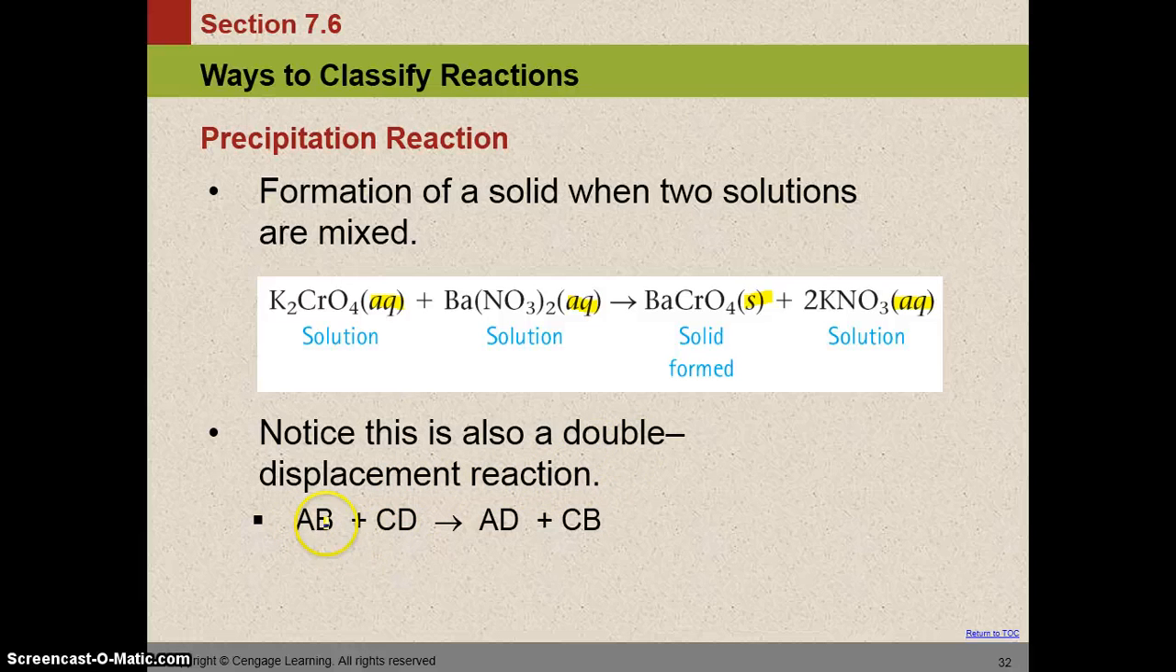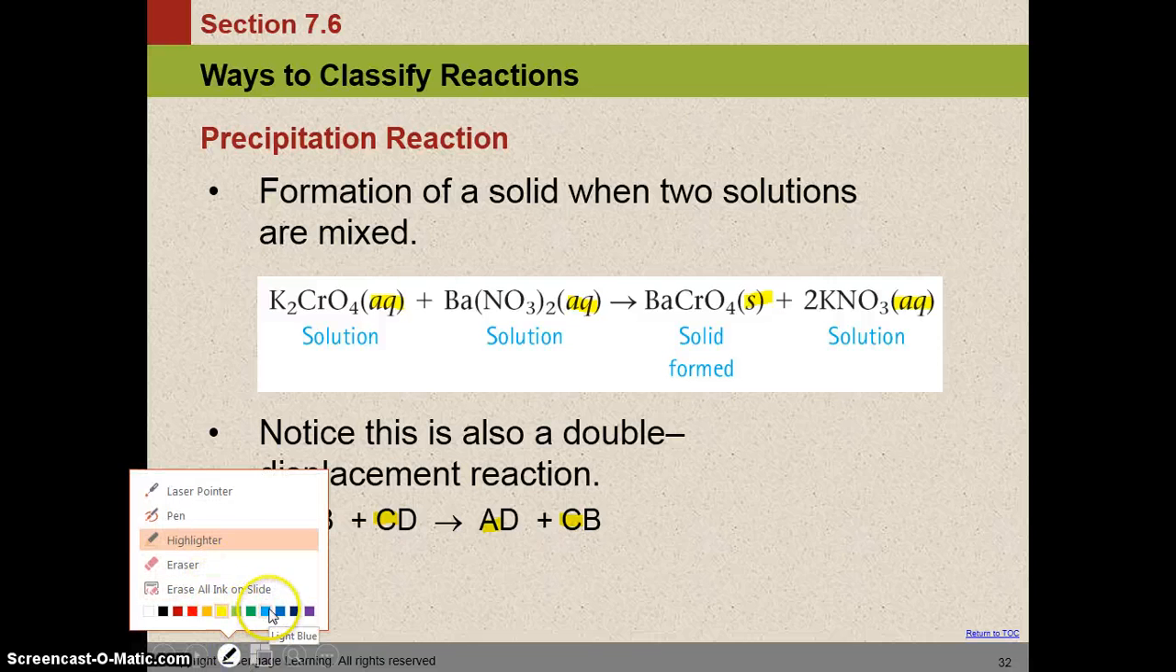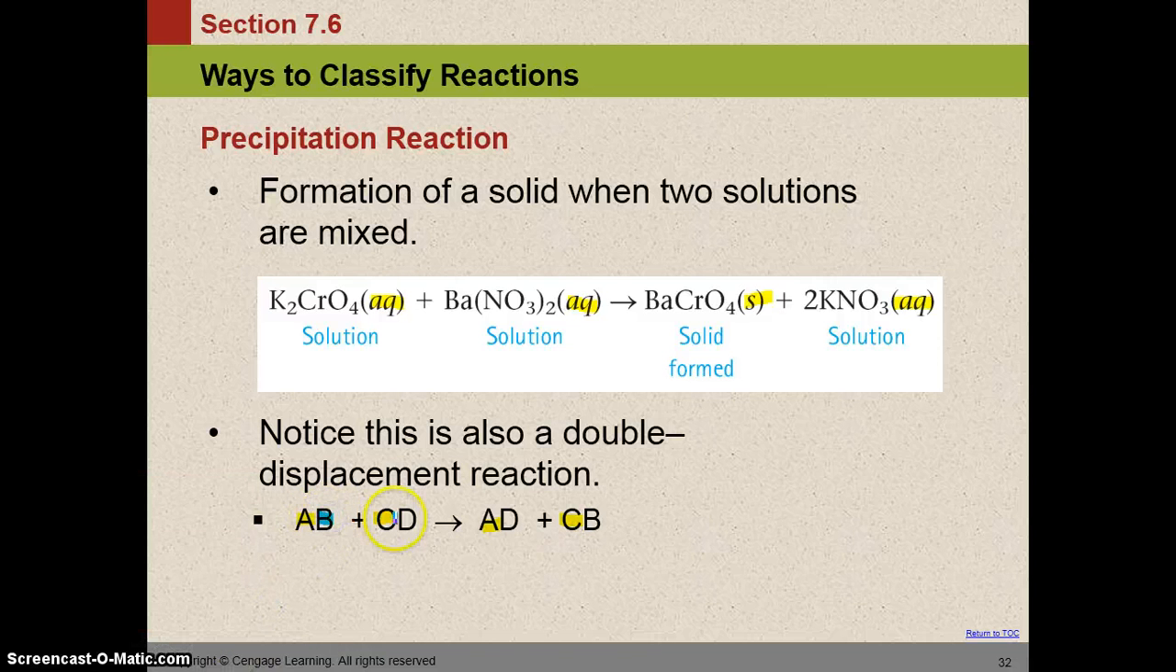So we have A, B, so potassium and the chromate. Potassium would be A, chromate would be B. C, D, barium is C, the nitrate is D, and they're going to switch partners. Remember that we talked about you had to make sure that your positives always switched and ended up with a negative. So we have A's and C's that are positive in this case, and our negatives are going to be B and D. So when you get finished, you have to make sure that you still have a positive and a negative together to show the switch. So when I see this reaction, I can classify it as a precipitation reaction and also a double displacement reaction.